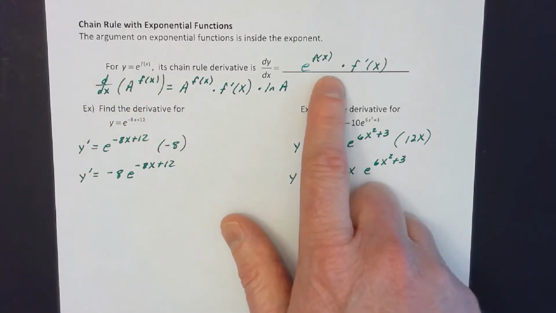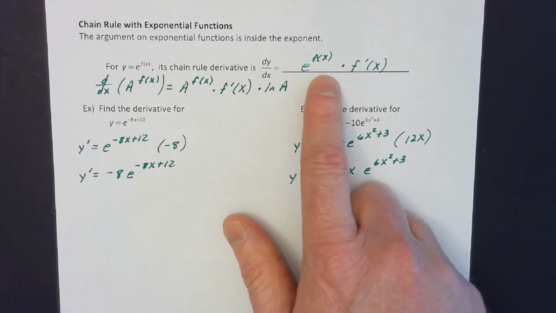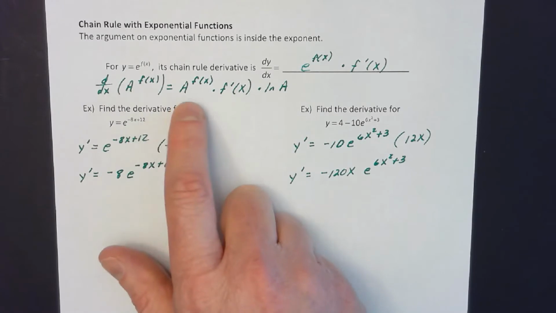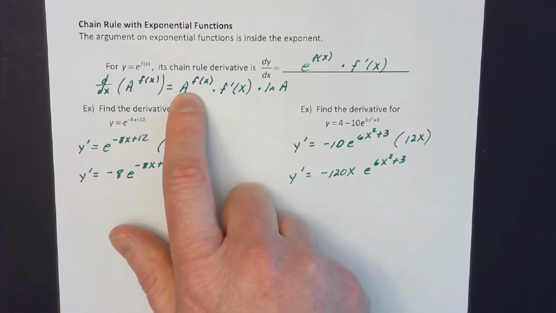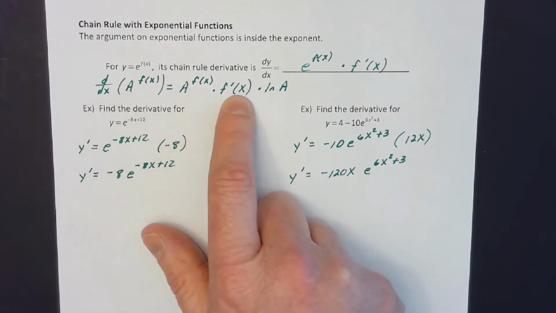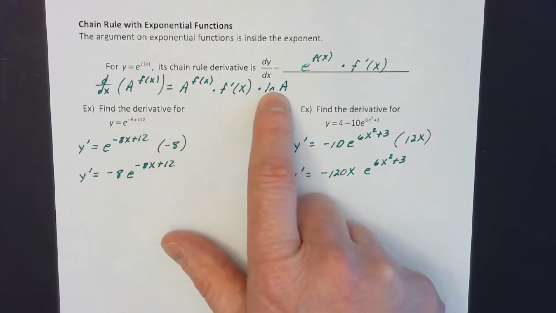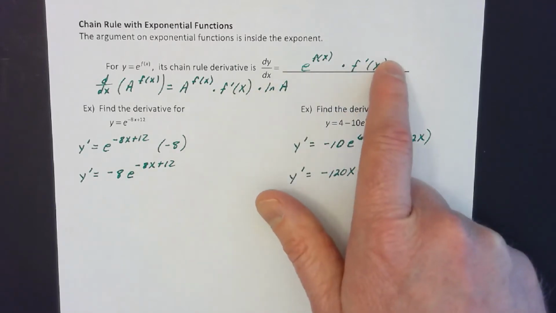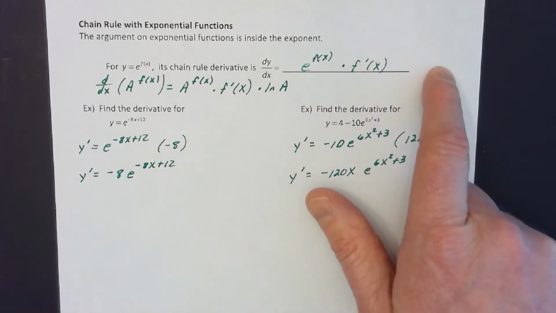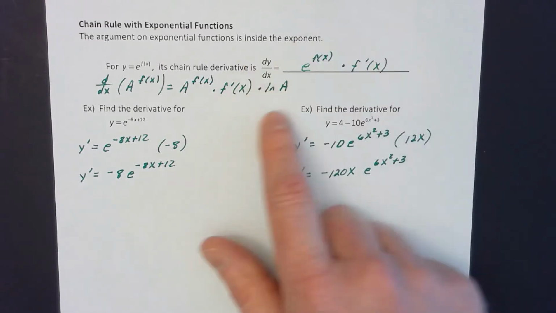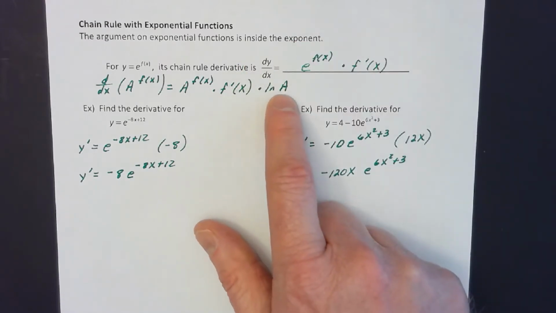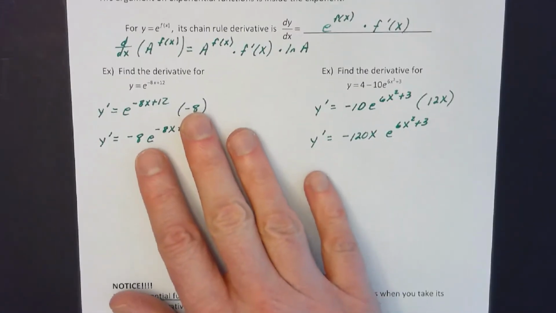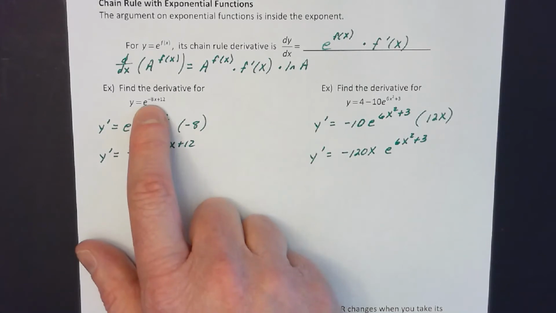But what if it's some other base, like 2, like 5, like 10, any other number other than e? Then you would say the derivative of any exponential function is that exponential function times the derivative of its exponent times the natural log of whatever its base is. Up here it's not needed, because if you multiply by the natural log of e, you're just multiplying by 1. So up here you don't need it, but in any other base you would have to multiply by the natural log of the base.